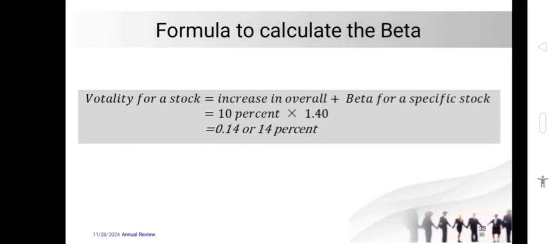Then, how to calculate the beta? This is the formula to calculate the beta. First, the volatility for a stock equals the increase in the overall market times the beta of the specific stock. Example, 10% times 1.4 equals 0.14, or converted to percentage, equals 14%.